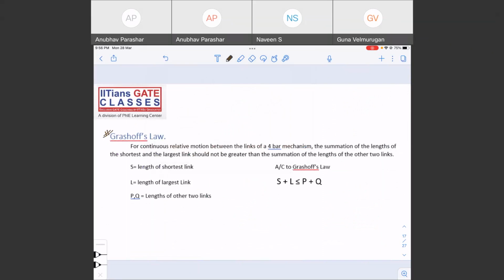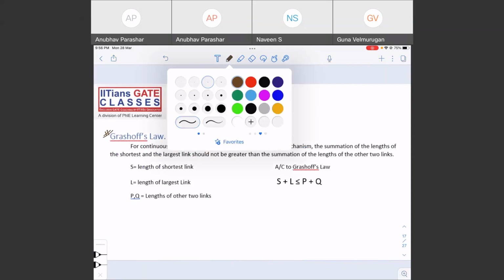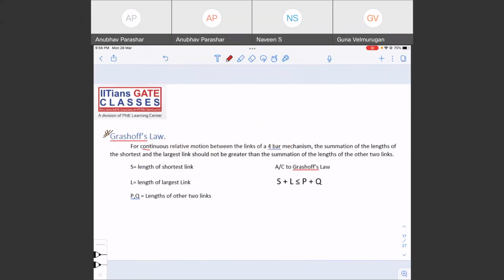ठीक है, इसको समझा देता हूं मैं आपको. I'll again quickly go through. For continuous relative motion, what does it mean? Let us not go very deep. I'll simply give you the final expression. Continuous relative motion means at least one crank should be there in the mechanism. If I'm saying continuous relative motion, it means there should be at least one crank.